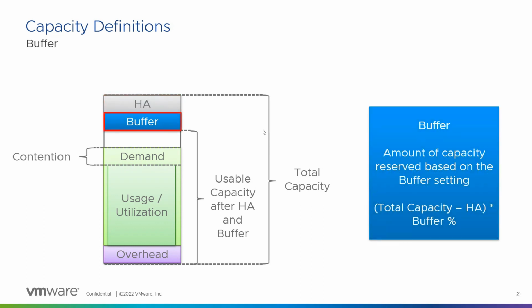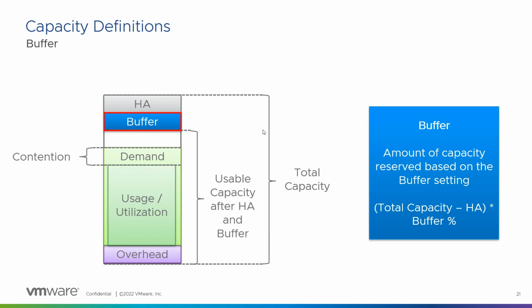Buffer. So buffer is a feature that's within Aria Operations. This gives you the ability to reserve additional space above HA. So if you configure admission control, or if you don't configure admission control, you can go in here and configure a buffer. There are some customers that don't enable admission control; they just allow everything to run. But then they go into Aria Operations and say, I want to reserve, say, 25% of my capacity for failover purposes. So then this applies above and beyond admission control.